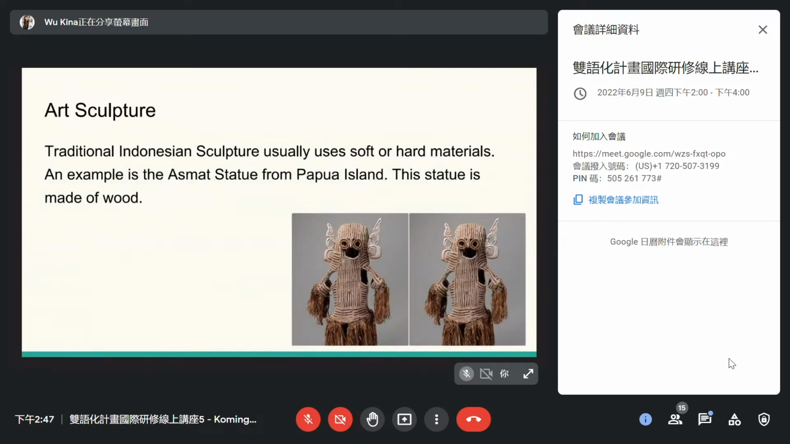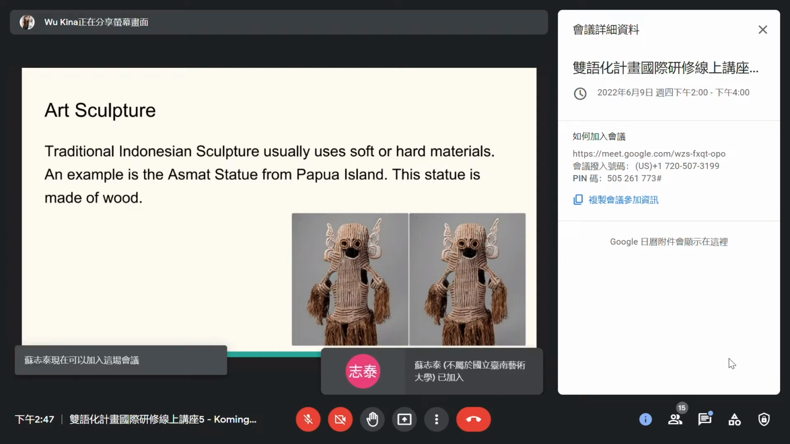And we also have art sculptures, as Pak Made mentioned before. We have so many art sculptures from Indonesia, and Bali is one of them. They carve a lot of things from stone, also wood, like Pak Made is doing right now. And from this picture, you see it is from Papua Island, where some of these statues are made of natural fibers, like rope or special rope or bamboo. It's called an Asmat statue. You can see any figures in this Asmat statue.